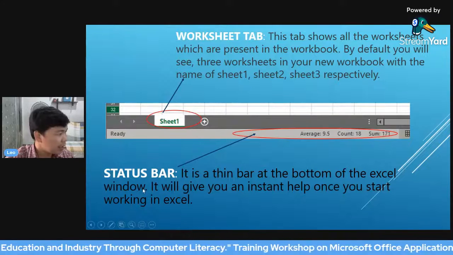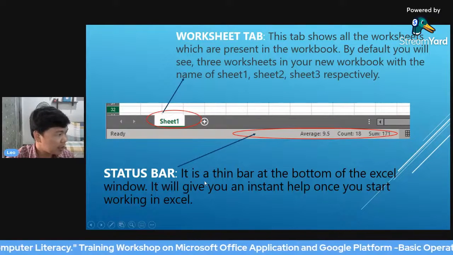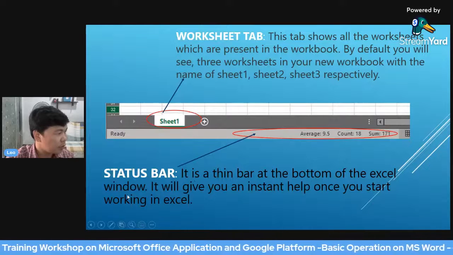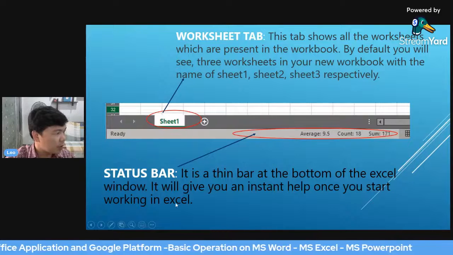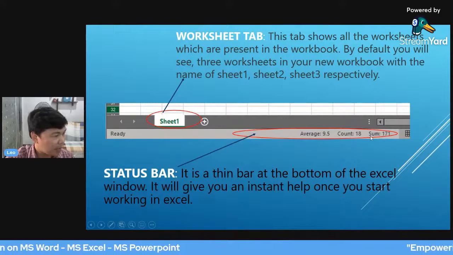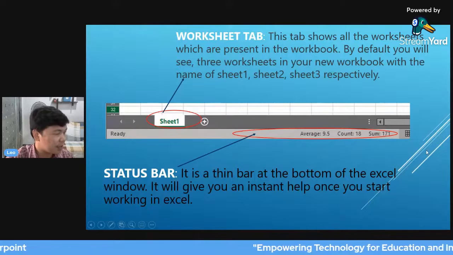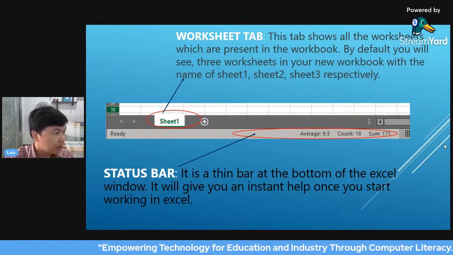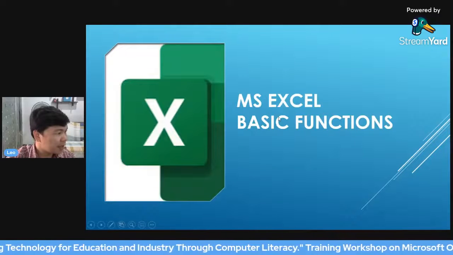Next is the status bar, this one. The status bar is a thin bar at the bottom of the Excel window. It gives you instant help once you start working in Excel. For example, here you have count 18, average 9.5, sum, and so on. Those are the answers of certain calculations.